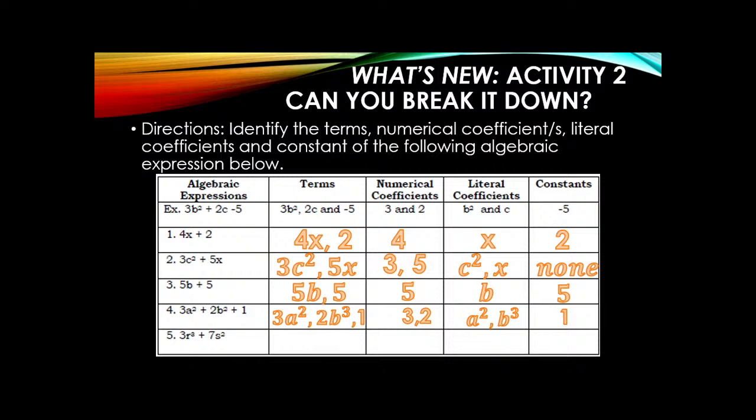Okay, number 5. 3r cubed plus 7s squared. So, ang terms nato is 3r cubed and 7s squared. Atong numerical, 3 and 7. Atong literal coefficient is r cubed and s squared. Ang atong constant, wala. Wala ta na, di ba? Okay, let's proceed.